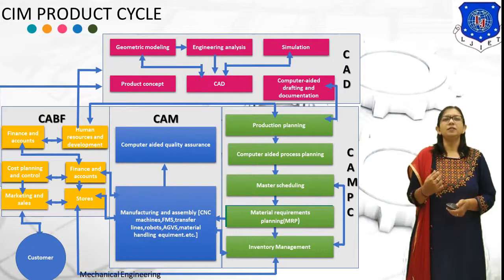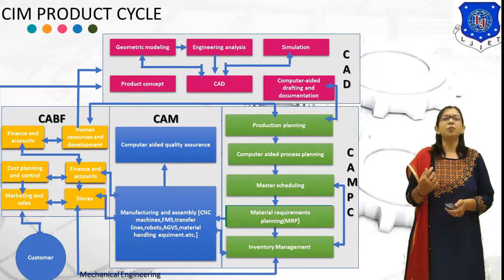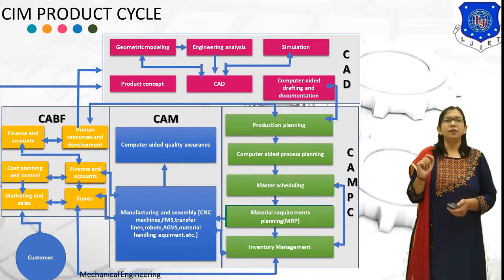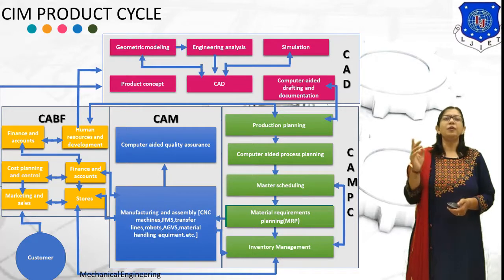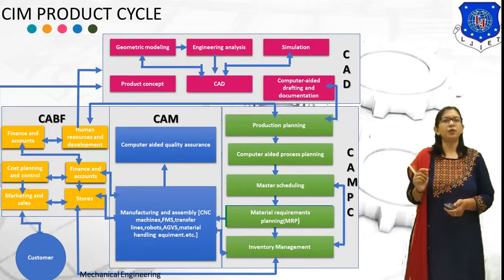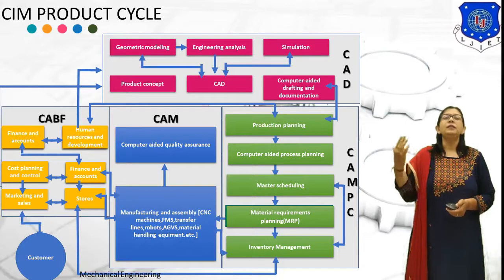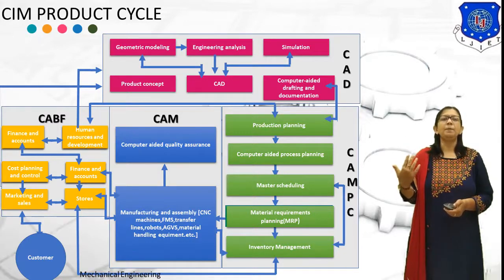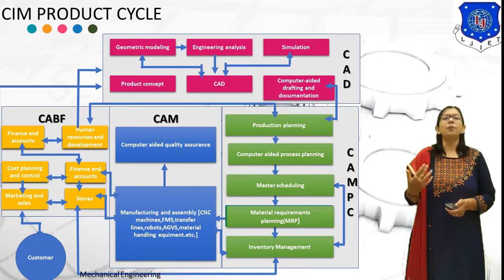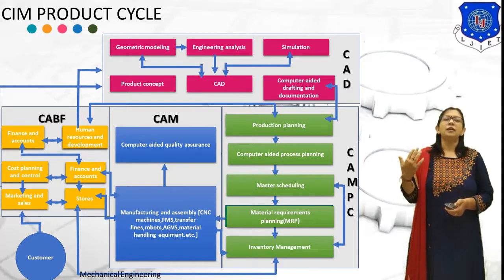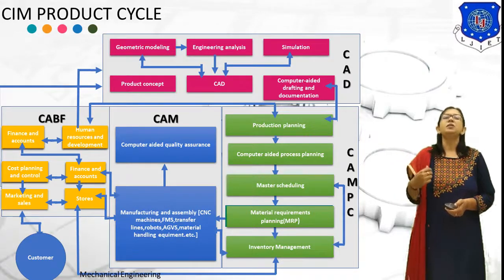Now, we will first discuss computer integrated manufacturing product cycle, that is CIM product cycle. As you can see in the figure, CIM product cycle is divided into 4 parts. First one is computer-aided design, which is known as CAD. Then second one is computer-aided manufacturing planning and control, that is known as CAMPC. Then third is computer-aided manufacturing, which is known as CAM. And last one is computer-aided business function, which is known as CABF.